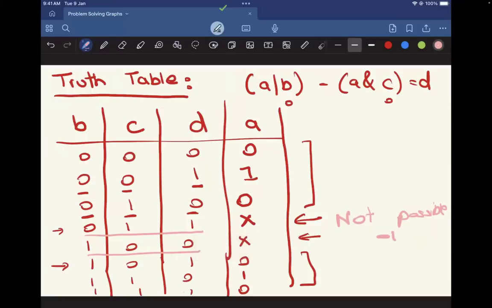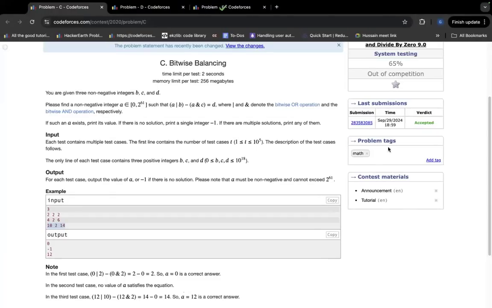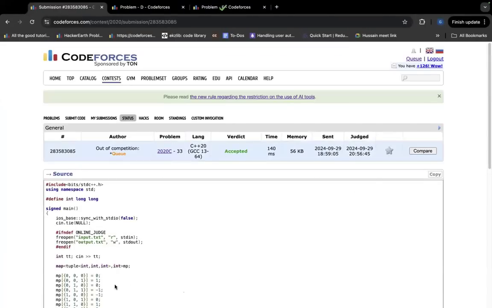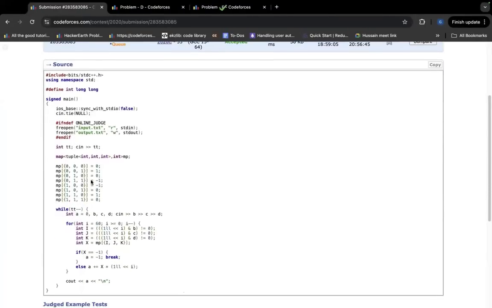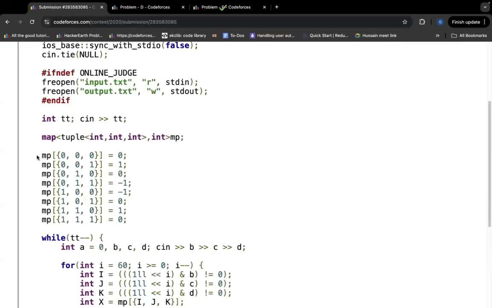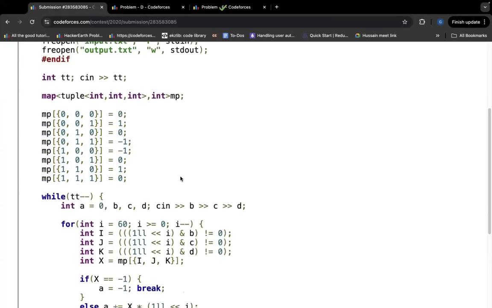If this much is clear for everyone, this is more or less the solution. You have this truth table and then you just solve bit by bit. So let me just show you the solution. I kind of created the truth table in the class, in the contest as well. For 0, 0 came up with 0, 0, 1 came up with 1, and so on and so forth. And for the conditions which are not valid, you just set a minus 1.